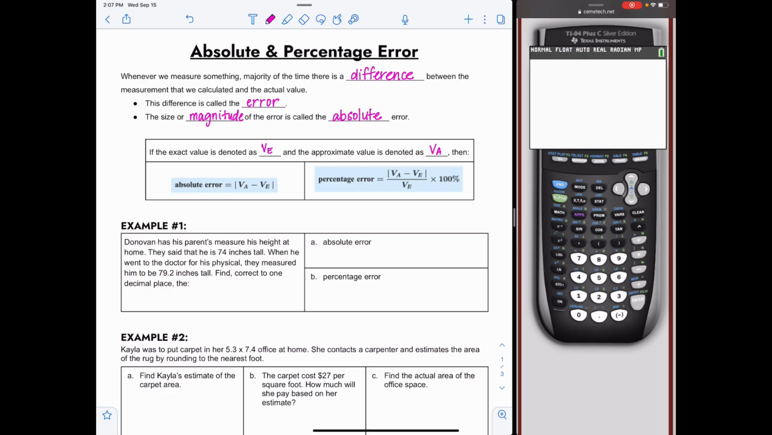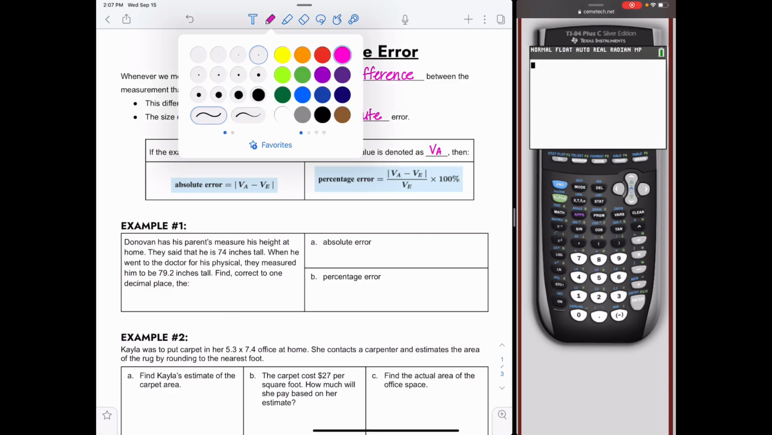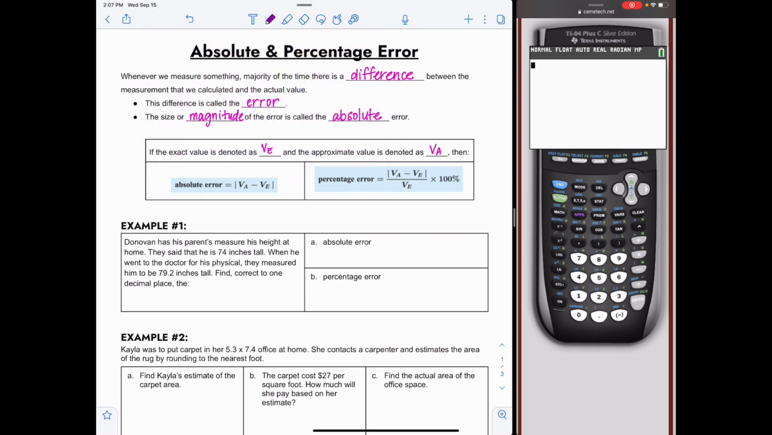Donovan has his parents measure his height at home. They said that he is 74 inches tall. When he went to the doctor for his physical, they measured him to be 79.2 inches tall. Find, correct to one decimal place, the absolute error. So remember, the absolute error is going to be the absolute value of your approximate minus the exact.